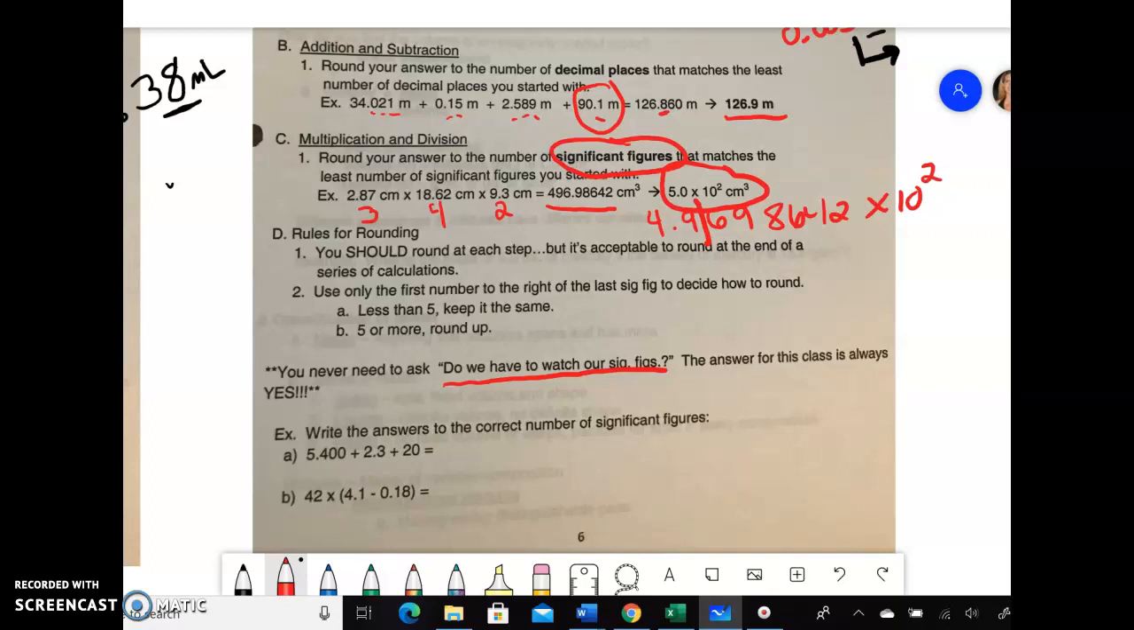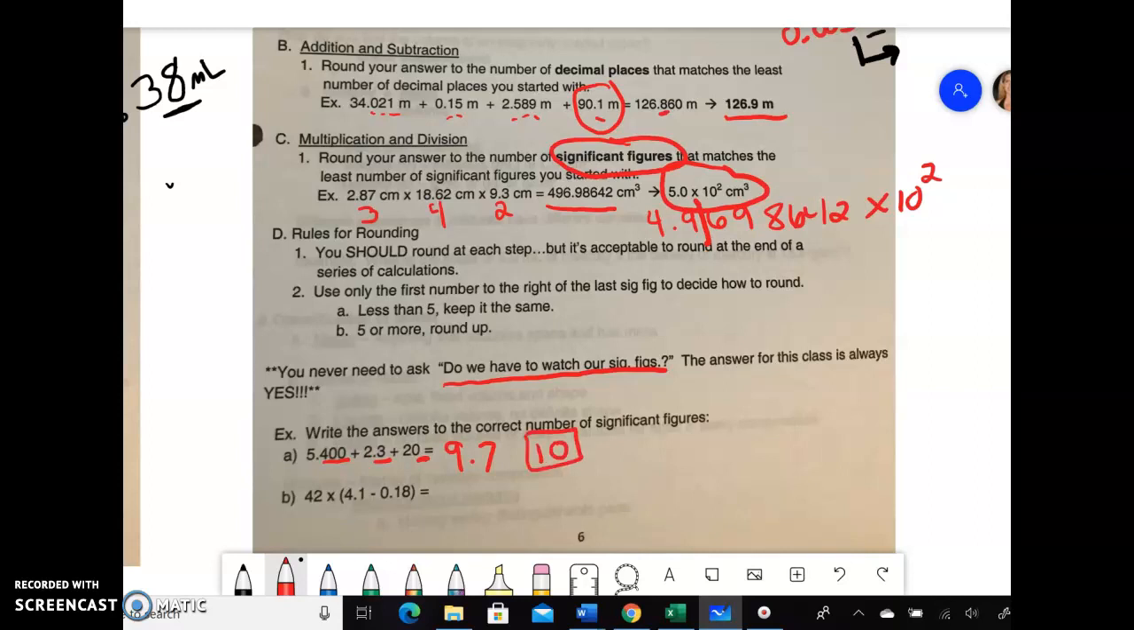The first one is 5.4 plus 2.3 plus 2, and that answer is 9.7. Then we need to round it. This one has 3 places after the decimal. This has 1. This one has none. So our answer cannot have any numbers after the decimal. So we do need to round that because we need to get rid of the 7, and it's going to round the 9 up, so we can round that number to 10.